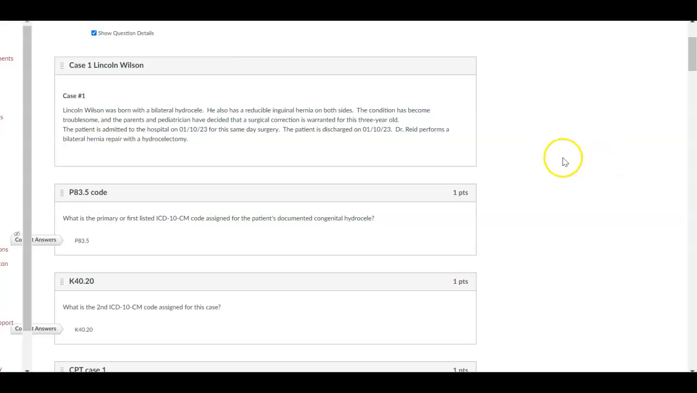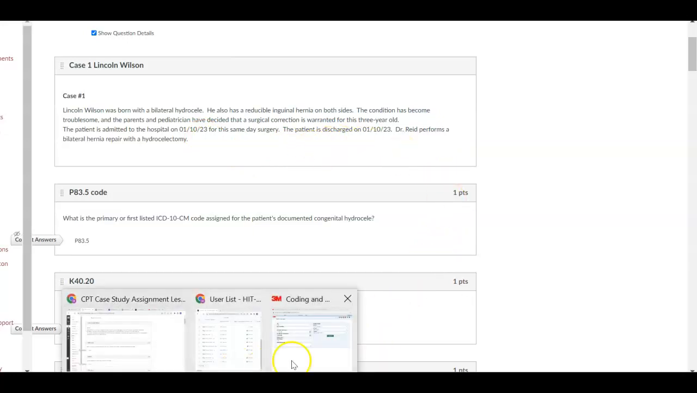Let's go ahead and look here. We have case number 1. We have Lincoln Wilson. He was born with a bilateral hydrocele. He also has a hernia on both sides. Conditions become troublesome and they want to do correction on the 3-year-old. Same day surgery. So let's go ahead and start the process here.